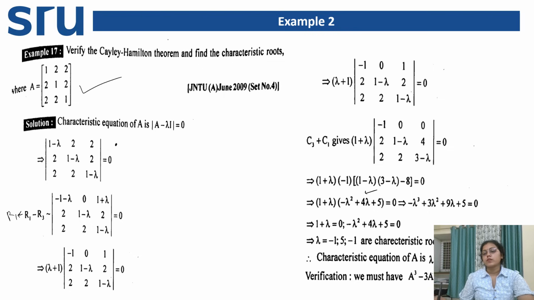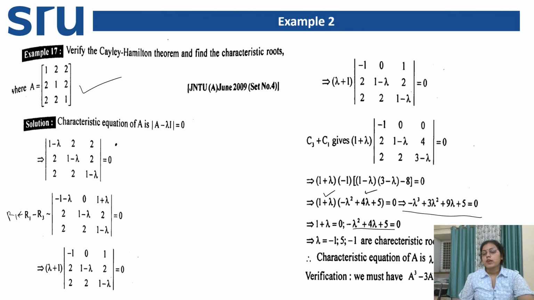You have to solve this quadratic equation. First you have to multiply this, so you get this characteristic equation first. After that, this is one of the roots, lambda plus 1, and this one is another quadratic equation. When you solve this quadratic equation, you get two values of lambda, one is 5 and another is minus 1. These three values are the characteristic roots or eigenvalues.